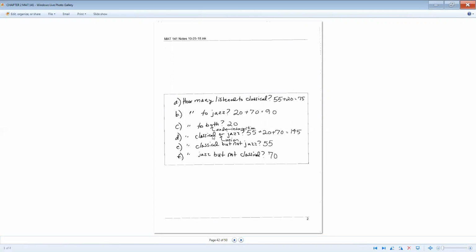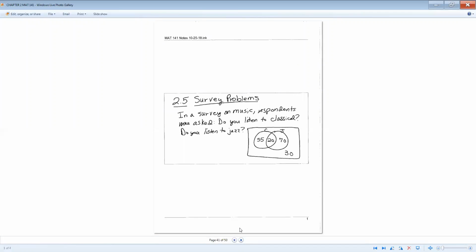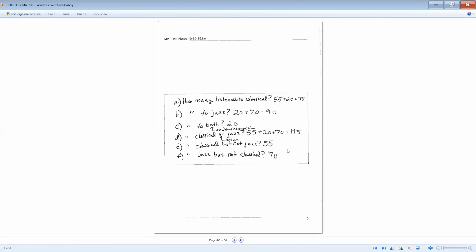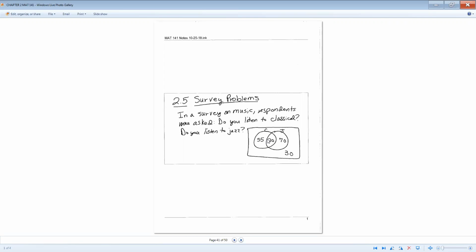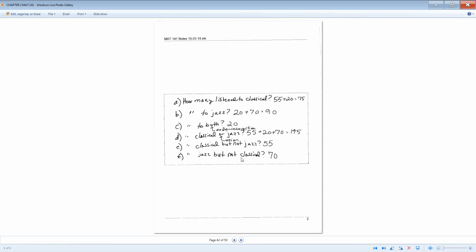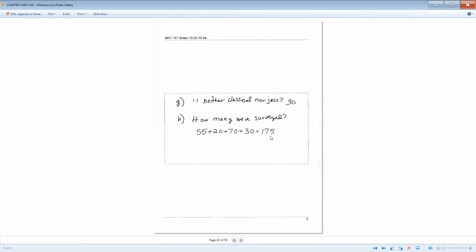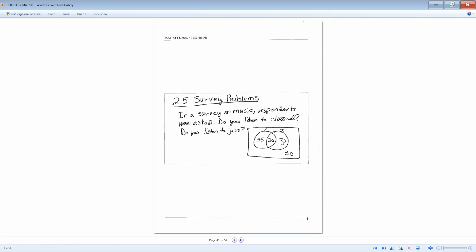How many listen to classical or jazz? So you're talking about the union of the sets. So you add all 3 together, 55, 20, and 70. That'll give you 145. How many listen to classical but not jazz? That'll just be the 55. Jazz but not classical, that'll be the 70.